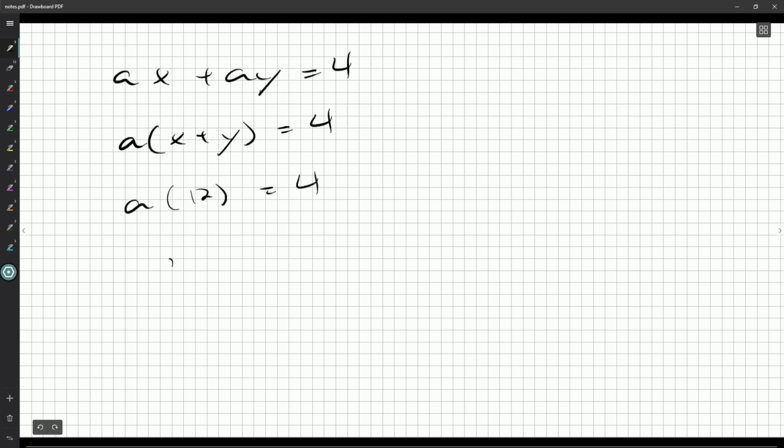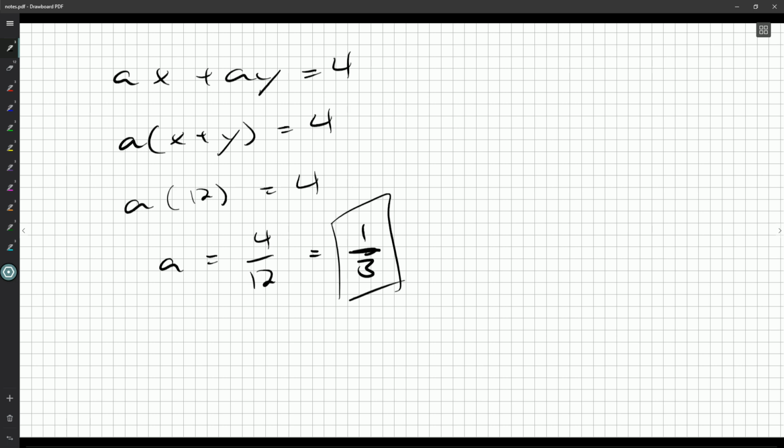Okay, no sweat. You can take out a factor of a, just get a single a over here. And look at that, we've got a times x plus y, but we're told what x plus y is. It's 12. So now if I divide both sides by 12, I'll get a is 4 over 12, and I would probably write that as 1/3.